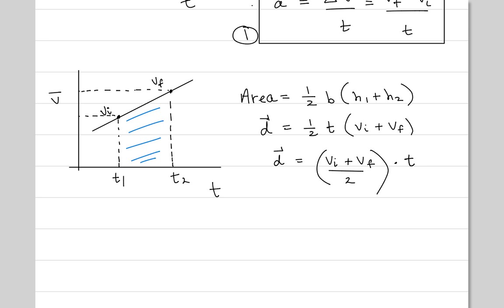This will be your second kinematics equation. You can put a box around it and put a 2 beside it. This is the second kinematics equation.